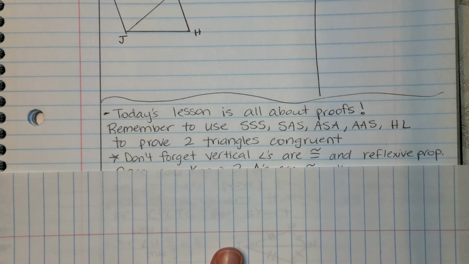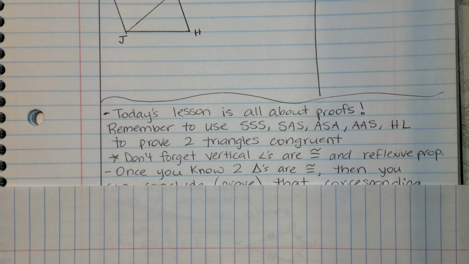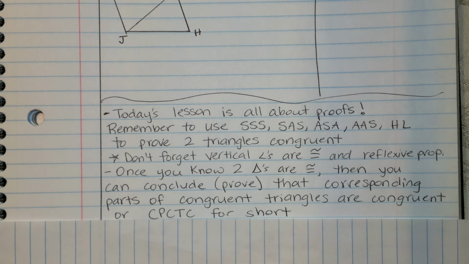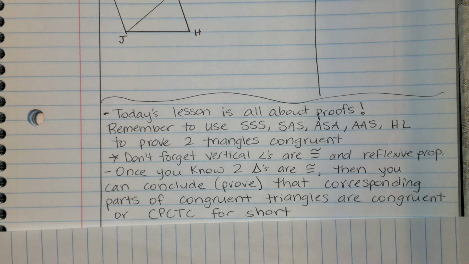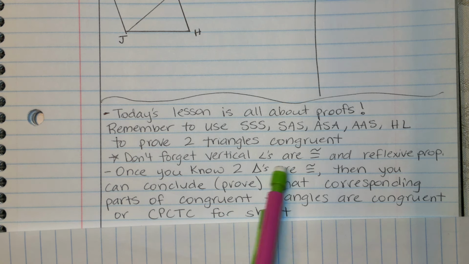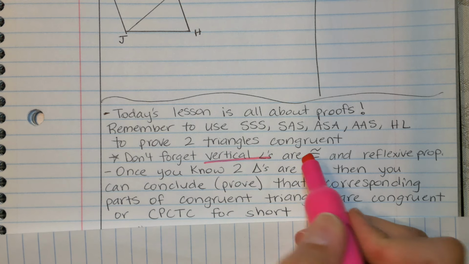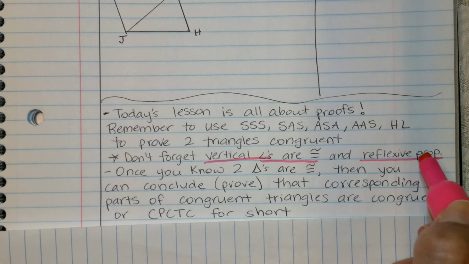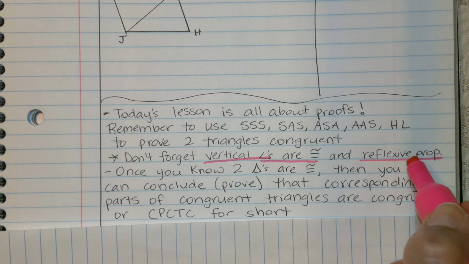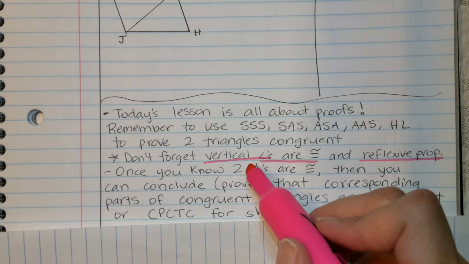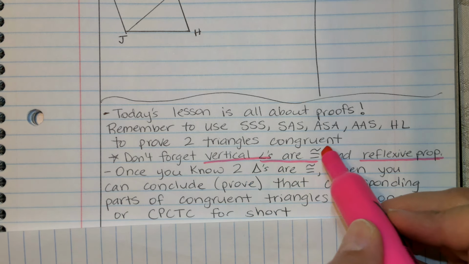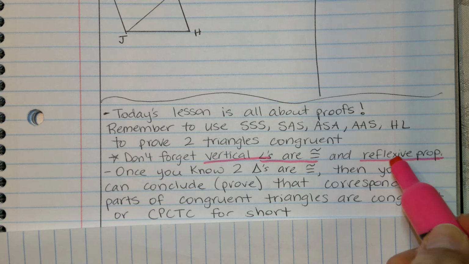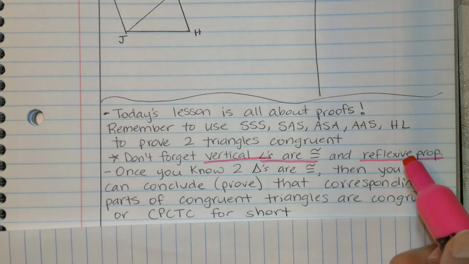And as you're going through proofs, like I've been saying a lot in the notes, don't forget vertical angles are congruent. So don't forget this. Vertical angles are congruent, and the reflexive property when we have a shared side. So we will do this a lot. You'll learn it as we do more and more repetition. So with two triangles, they might have vertical angles, and those are congruent. That's a reason in a proof. And we also have the reflexive property anytime they share a side.